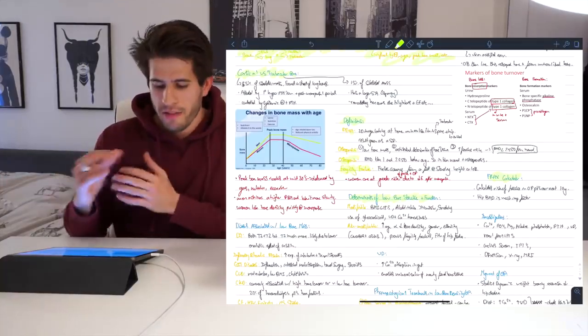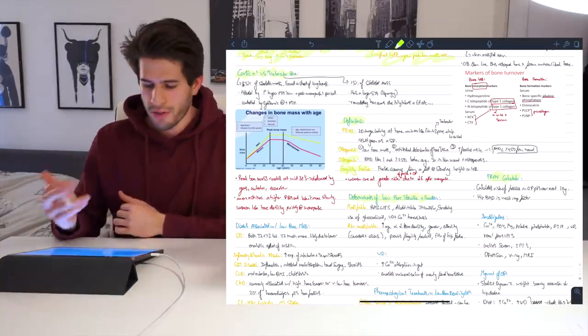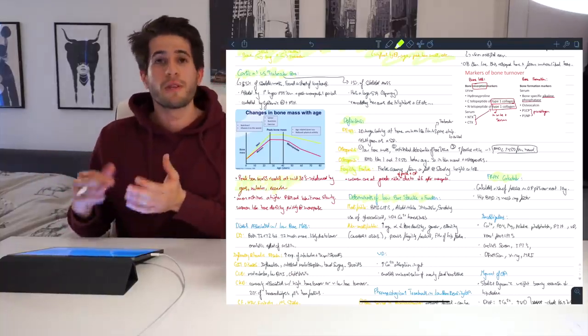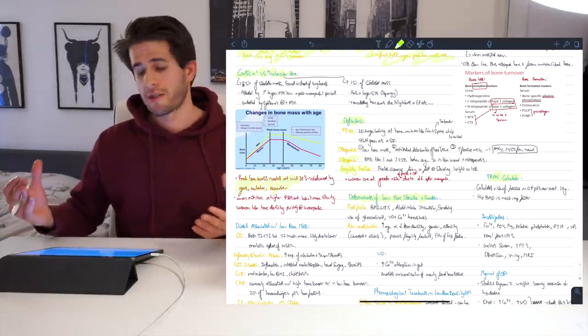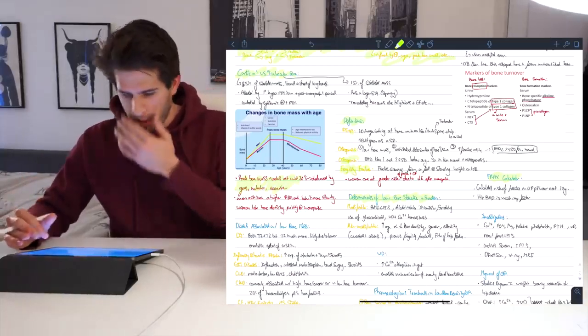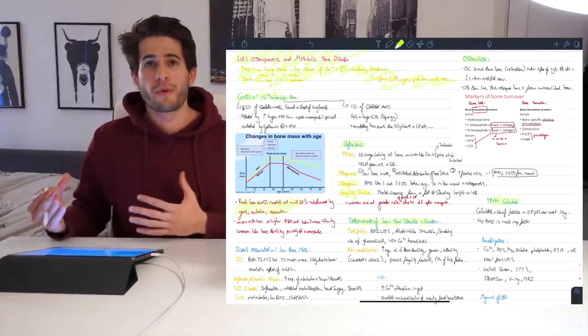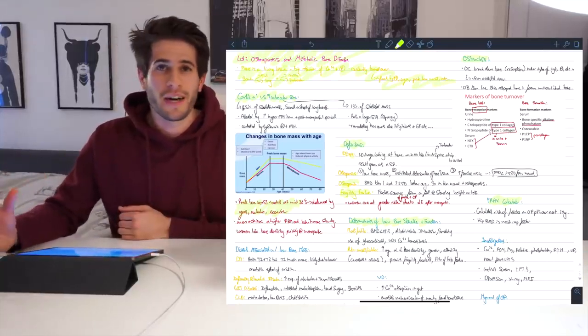On top of that, I write things that I think are particularly important in red. So that's what you'll see over here. That will immediately draw my attention when I look at this lecture slide in the future or when I'm reviewing it. And of course, I also copy paste all of the graphs or diagrams that I think are important. And yes, I could redraw it out myself.